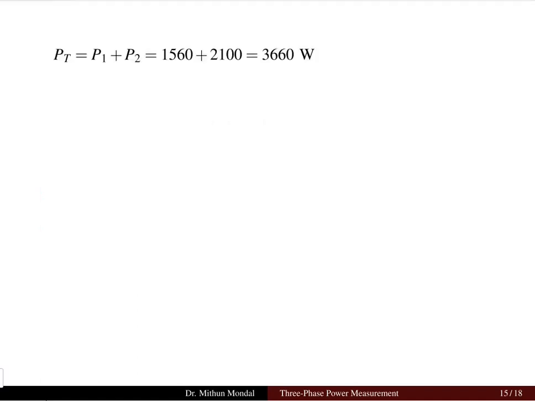So we know that in the 2-wattmeter method, the total power is nothing but the sum of the 2 wattmeter readings. So 3-phase power is P1 plus P2. These readings are already given to us. So the total power is 3660 watt. Since the system is balanced, the per phase real power will be 1/3 of the total average power. So that is 1220 watt.